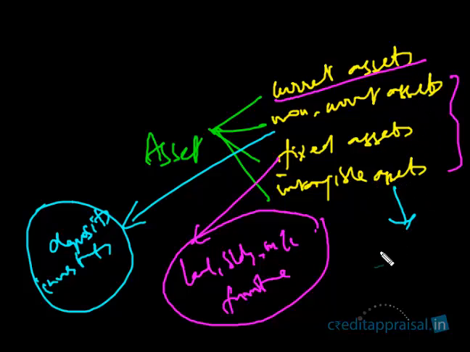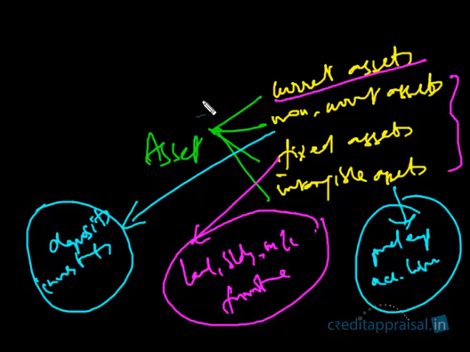Then we have something called intangible assets, like preliminary expenses not written off, accumulated losses. We're going to discuss various items. The point is, first of all, make a distinction between what is current and what is not current.